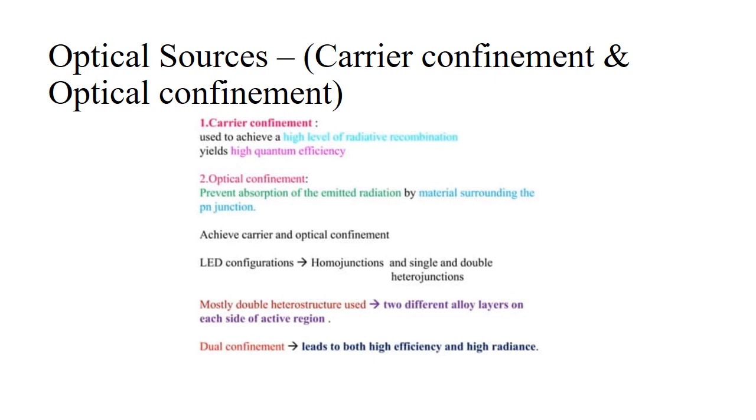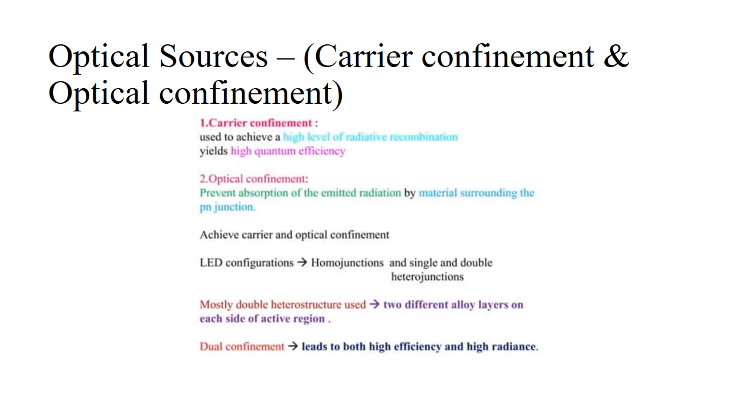Now, what are carrier confinement and optical confinement? Carrier confinement is used to achieve a high level of radiative recombination, so we can get a high quantum efficiency. Optical confinement is possible because we can prevent the absorption of the emitted radiation by the material surrounding the PN junction. In an LED configuration, we can use homojunctions, single heterojunctions and double heterojunctions. Mostly the double heterostructure is used.